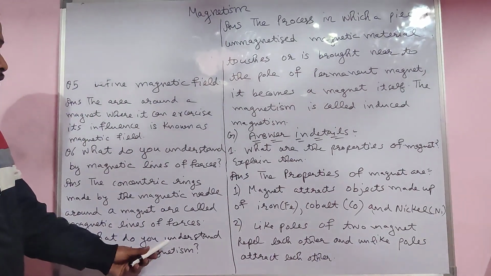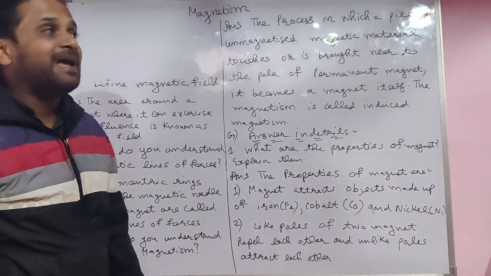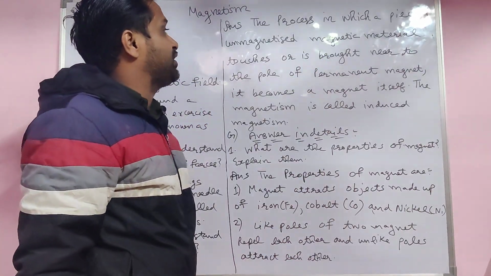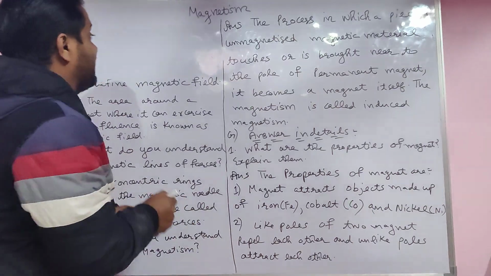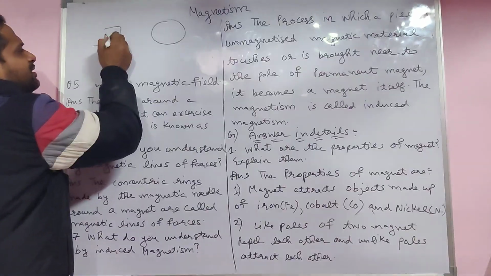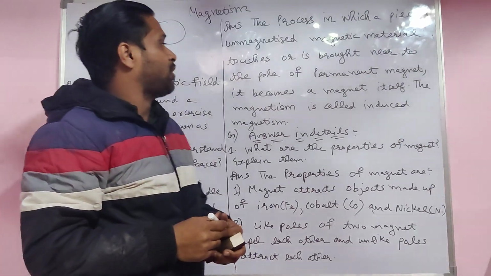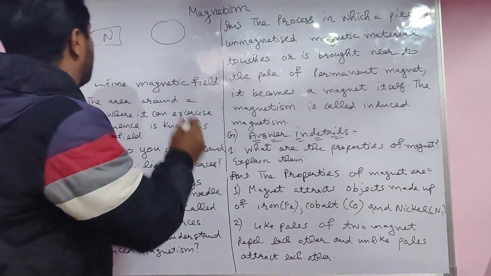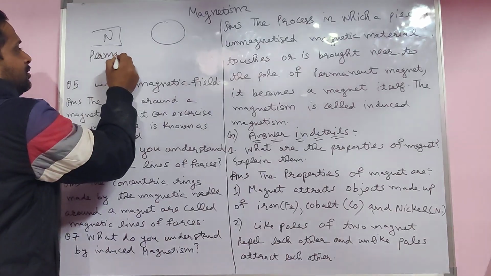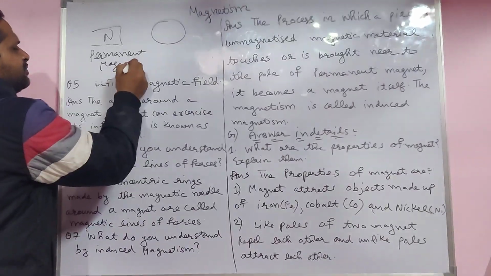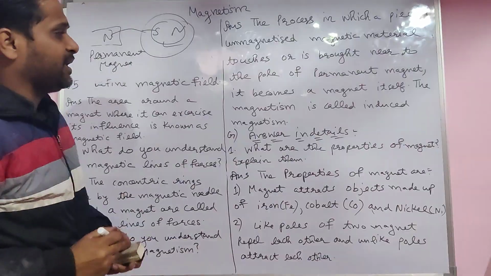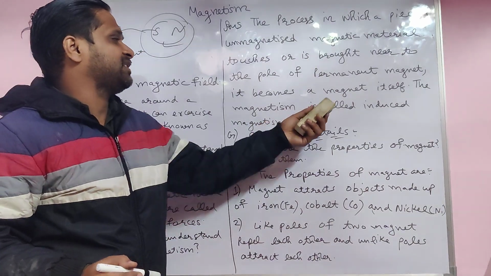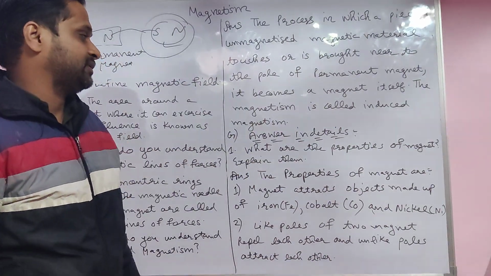What do you understand by induced magnetism, student? The process in which a piece of unmagnetized magnetic material is brought near the pole of a permanent magnet. This was the permanent magnet. So due to this, magnetism comes here also. This is also magnetized. This is induced magnetism. It becomes a magnet itself, and that magnetism is called induced magnetism, students.